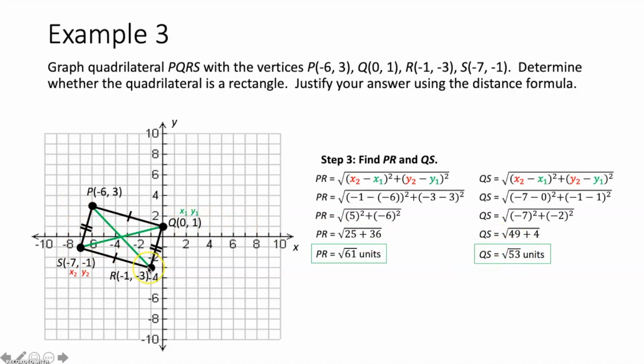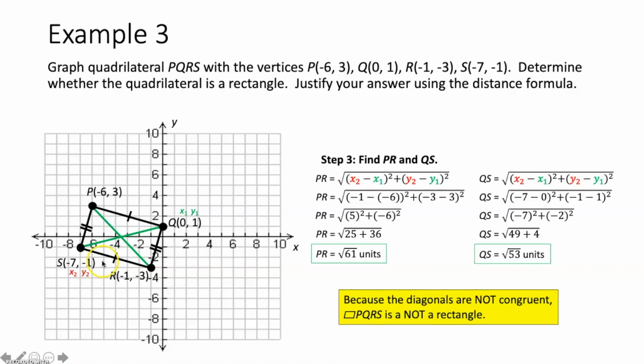These two diagonals are not congruent because their measures are not equal. Therefore, we can say that PQRS is a parallelogram. It is not a rectangle.